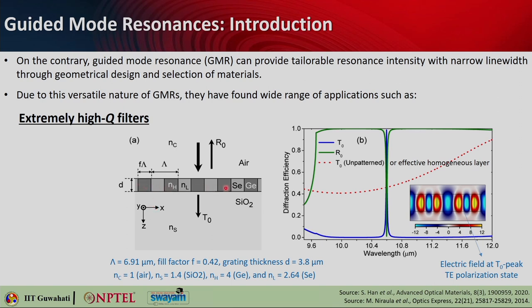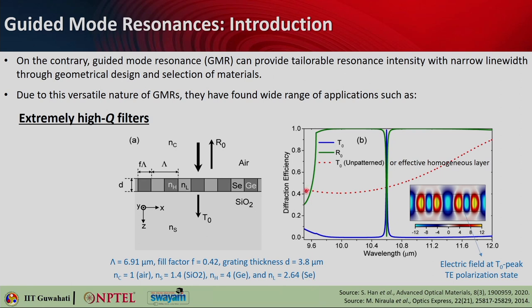It is a guided mode resonance structure: there is a grating and then there is a waveguide below it. As you can see, there is light incident, some part is reflected and the remaining is transmitted. Here this is air, so you can take the refractive index to be 1, this is silica, so it is 1.4, and we are considering the lattice period, that is the grating period, to be 6.91. You can think of high and low index, made of germanium and selenium, so n equal to 4 and 2.64. The grating thickness is 3.8 micrometer, and the fill factor of the high material is 0.42. So, 42% of the grating period is germanium, the remaining is Se.